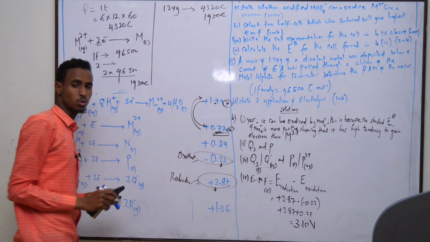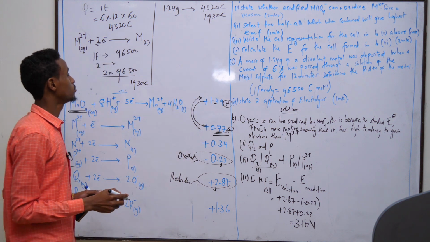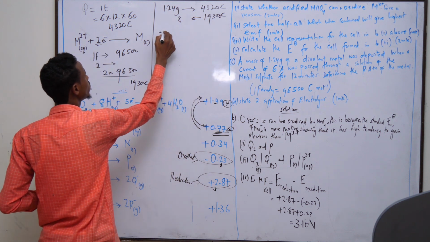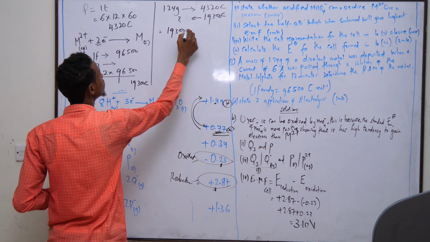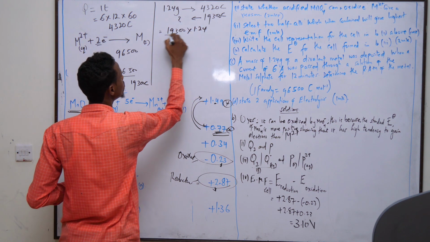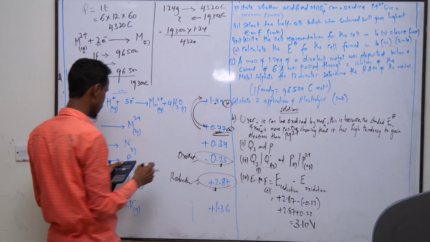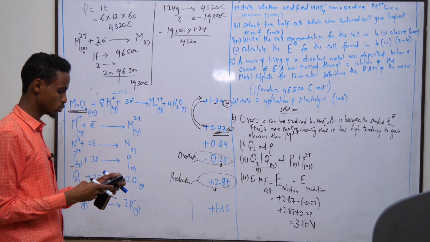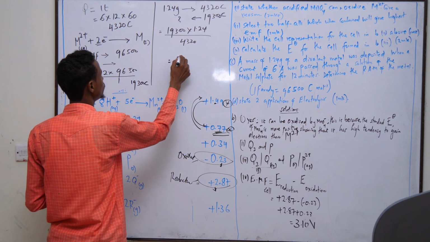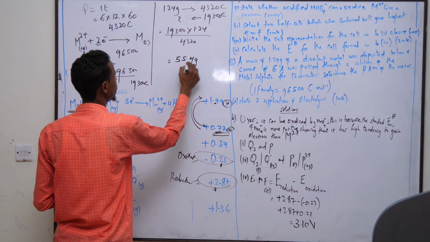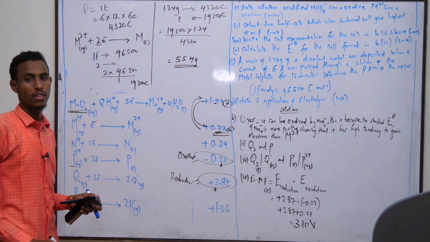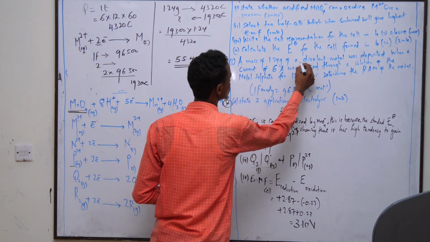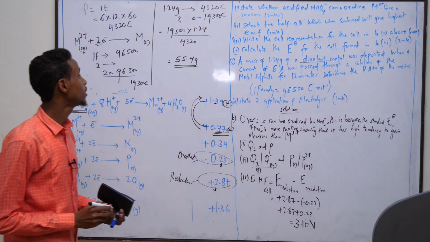Now we say, what about 193,000 coulombs? So that we can get the RAM, because the RAM is what we are looking for. Now we're going to find 193,000 times 1.24 divided by 4320. We get 55.4 grams, and that is the relative atomic mass of the divalent metal.